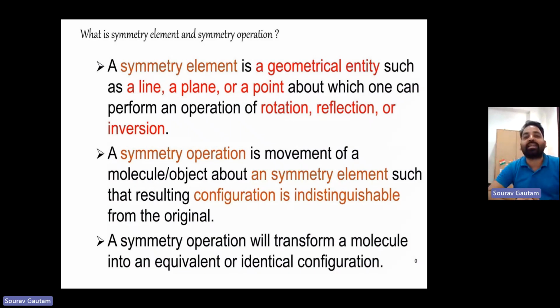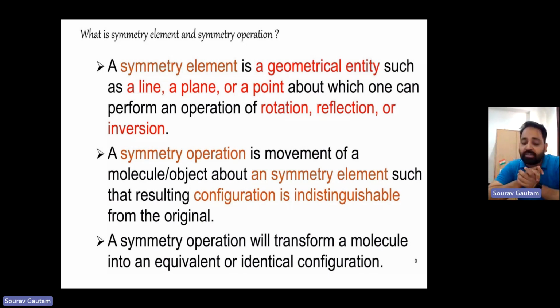So, what are symmetry elements and symmetry operations? Symmetry elements are static entities, while the operations are dynamic. A symmetry element is a geometrical entity, such as a line, a plane, or a point, about which one can perform an operation of rotation, reflection, or inversion.